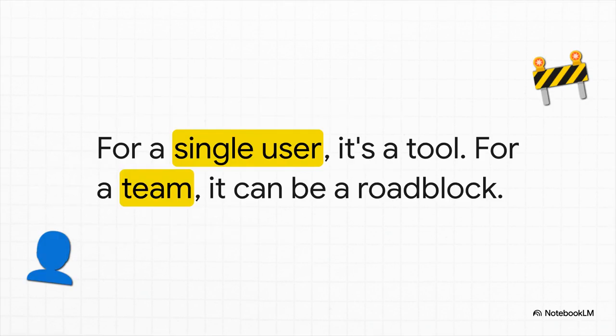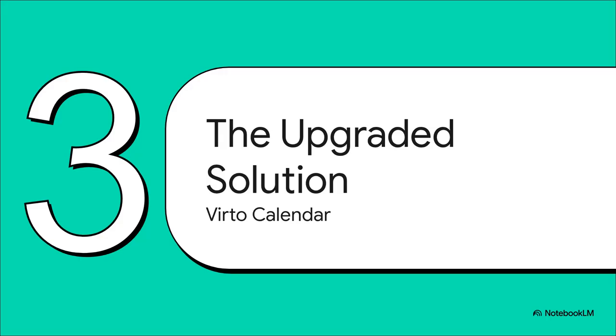And that sentence just nails it, doesn't it? The very same tool that brings clarity to your personal schedule becomes a source of complete confusion and inefficiency when you try to scale it to a team. You just need something more powerful. And this is where a specialized solution like Virto Calendar comes into the picture. It is designed from the ground up to smash through that roadblock and give you the team-wide clarity that Outlook simply can't. Let's look at how it totally upgrades your approach.